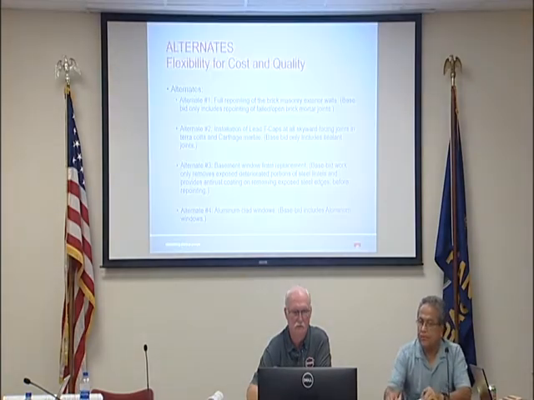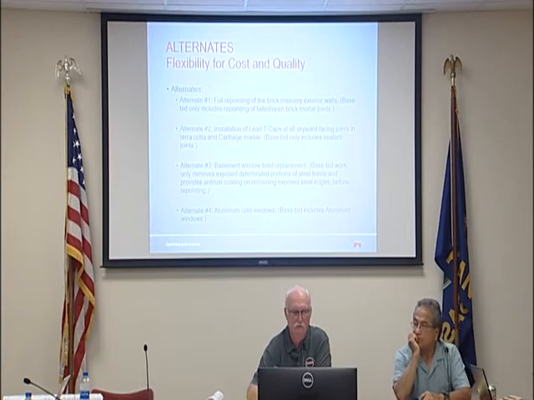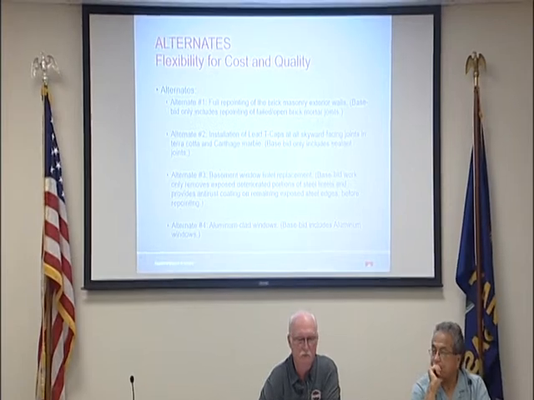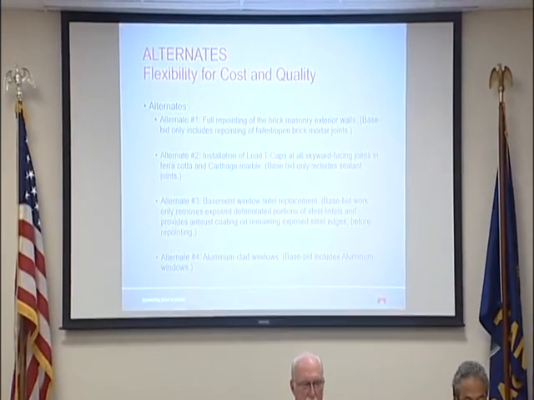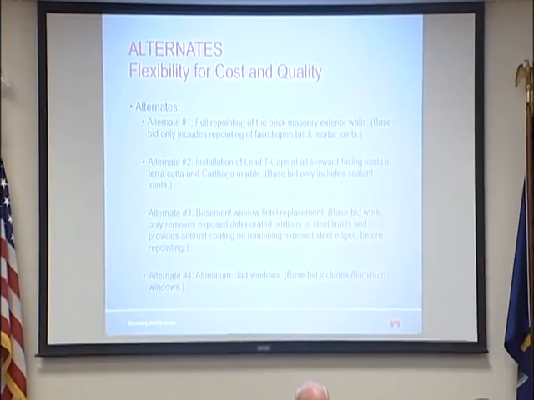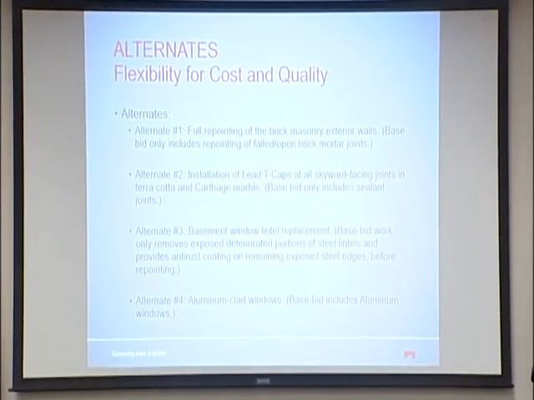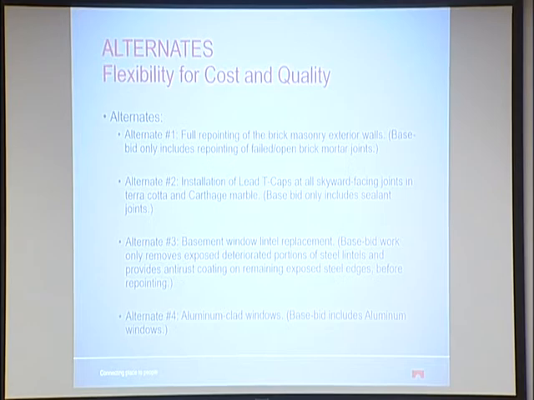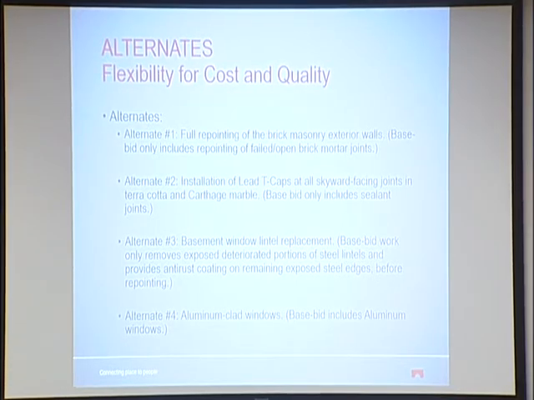And then for the scope of work, we have built in some alternates that will give the city some flexibility on cost and quality with the project. I'll just run through the list. Alternate one is full repoint of the brick masonry exterior walls. The base bid that we have set up only includes the repointing of failed or open brick mortar joints, but I was finding during our field investigation that a lot of those historic masonry joints are very close to being in a failure state. So this would improve the quality of the final product by doing a full repoint on the building, but for cost reasons could be left out of the project.